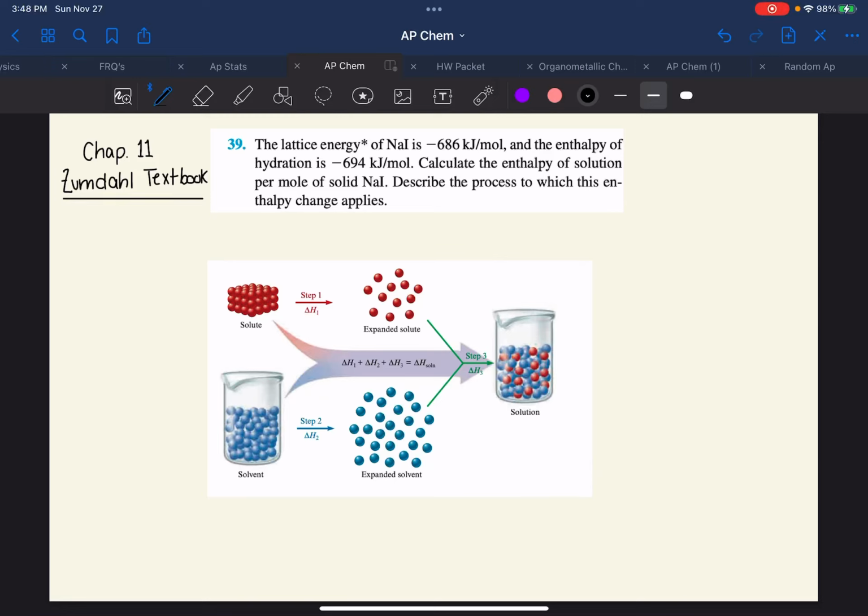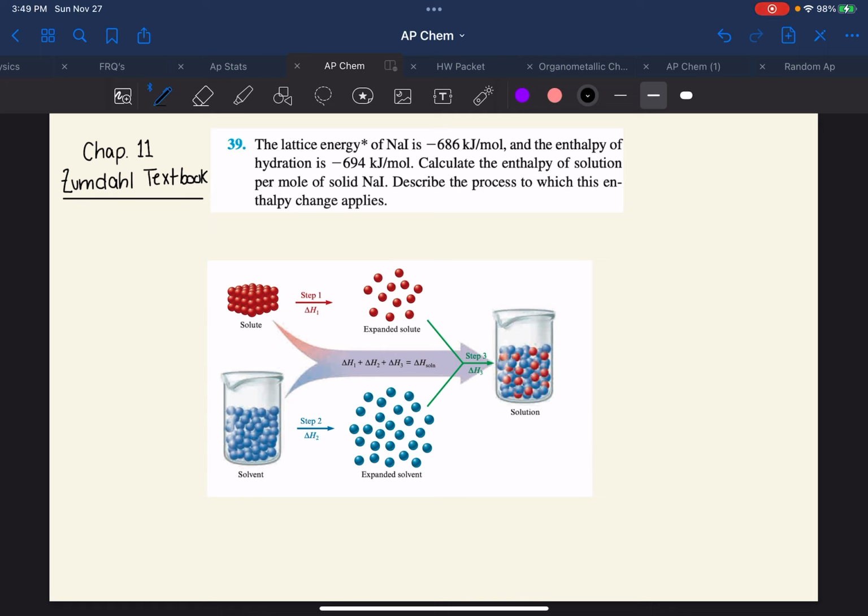Hey guys, today we're going to be going over this problem. So it says that the lattice energy of NaI is negative 686 kilojoules per mole and the enthalpy of hydration is negative 694 kilojoules per mole. Calculate the enthalpy of solution per mole of solid sodium iodide and describe the process to which this enthalpy change applies.